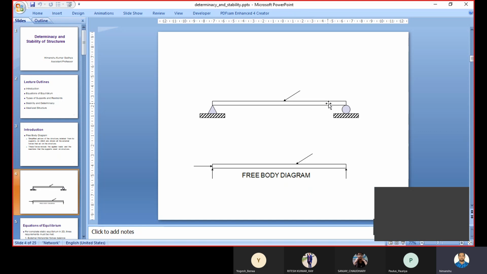So what we do for simplification purposes is make the free body diagram of this particular structure. So let's see, as we have clearly defined, in a free body diagram we remove the external supports. So here in this diagram we have removed the external supports. But whatever external load is applied, that will be there.